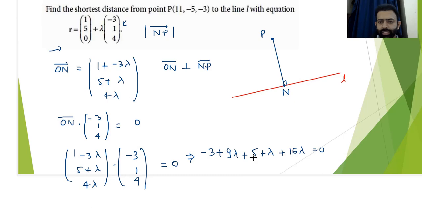16 plus 1 is 17, plus 9 is 26. So -3 plus 9 and 5 plus lambda plus 16 lambda, 17 plus 9 is 26 lambda. This is plus 2. Okay, -3 plus 5 is plus 2, equal to 0. So from here I get the value of lambda as -1 over 13.